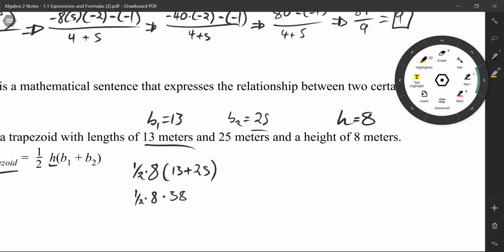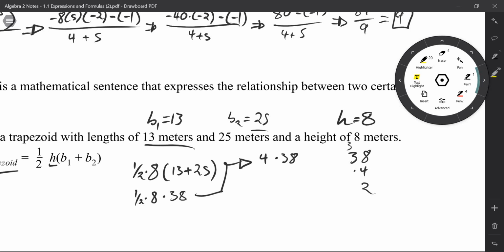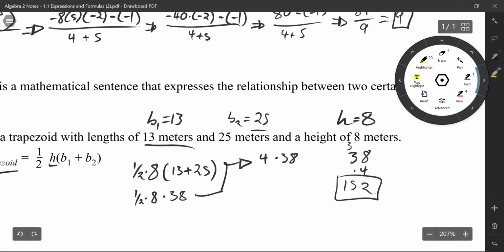For me, it's going to be easier to multiply the 8 by the 1/2 first. So let's do that first. We'll bring everything over here. 1/2 times 8 is 4 times 38. Now my multiplication tables aren't that good, so let's do this longhand. 38 times 4, so let's see, 8 times 4 is going to be 32. And 4 times 3 is 12, plus 3, so 12, 13, 14, 15. 152, and that is our answer.